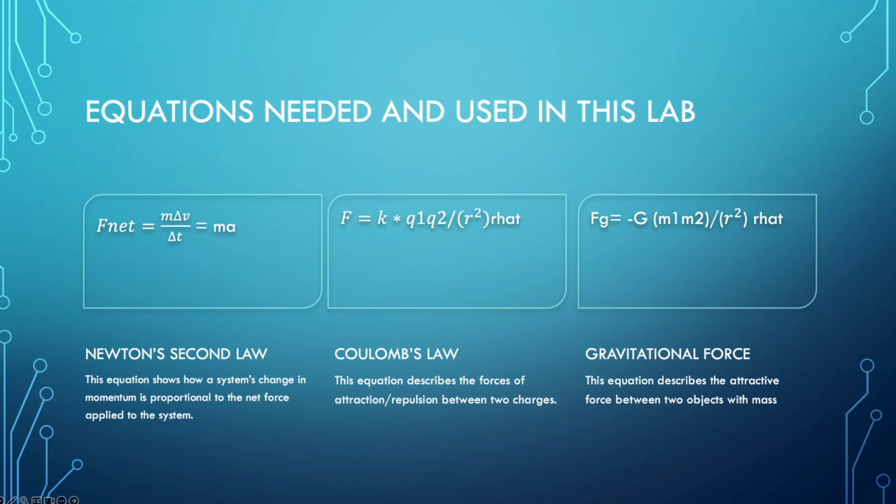Here are the equations we ended up using in this lab. We used F net equals ma, or Newton's second law, which shows us how a system's change in momentum is proportional to the net force applied to the system. We also used Coulomb's law, which is the formula above, that shows the equation between the attraction and repulsion of two charges. And we have the gravitational force on the right.